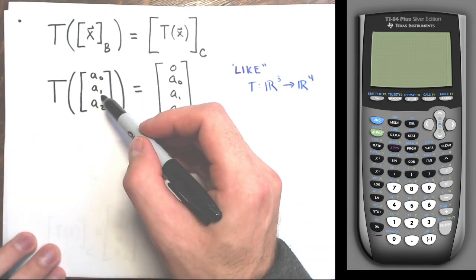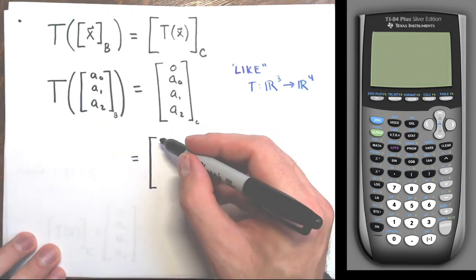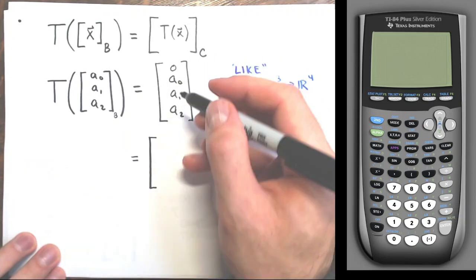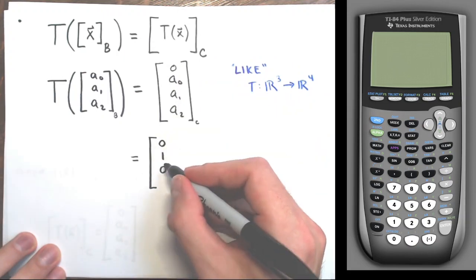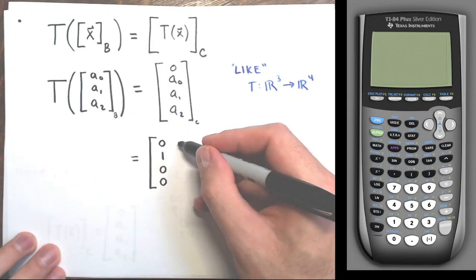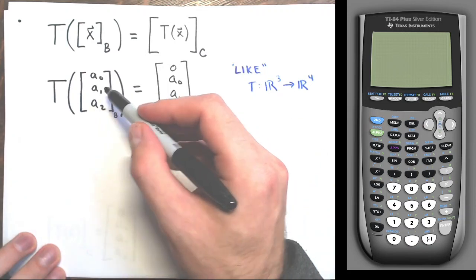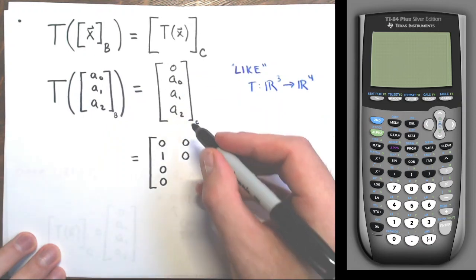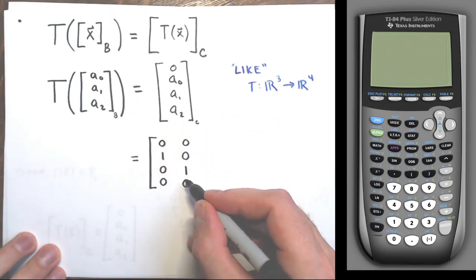My input coordinates are a0, a1, a2. So down the first column, I'll put the coefficients of a0 in my output. There's no a0 in the first component, 1 a0, no a0, and no a0 again. Down the second column, I put the coefficients of my second input variable, a1. There's no a1 in the first component, no a1 in the second component, 1 a1 in the third component, and then no a1 in the fourth component.